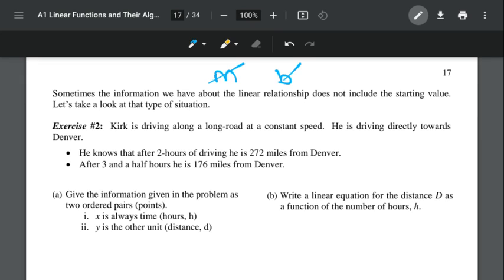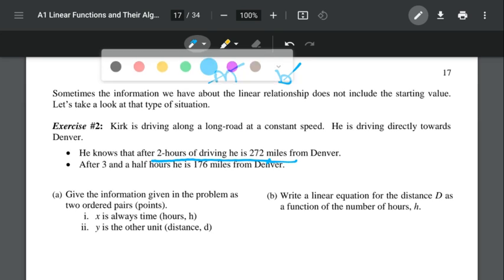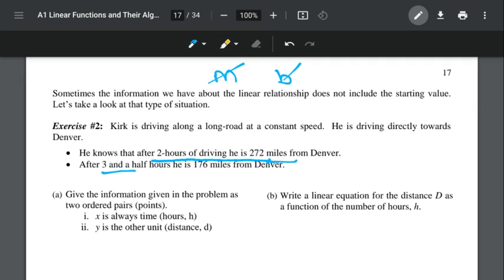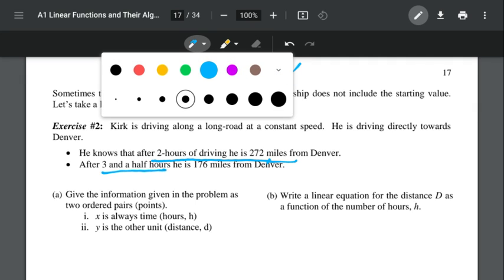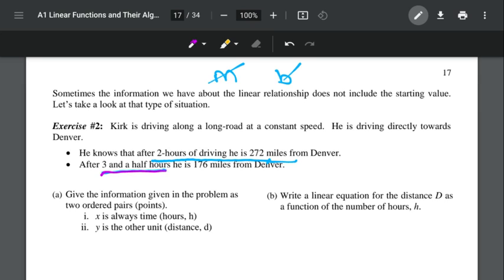He is driving directly towards Denver. He knows that after 2 hours, he is 272 miles from Denver. And then they give us another one. After 3.5 hours, he's 176 miles from Denver.